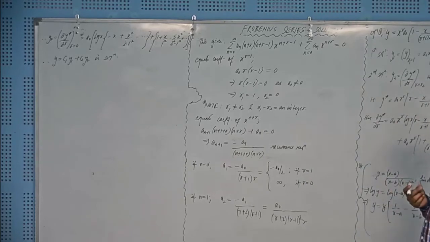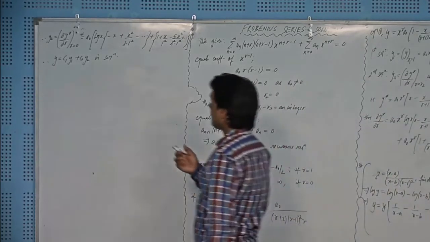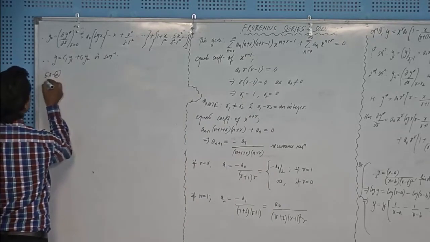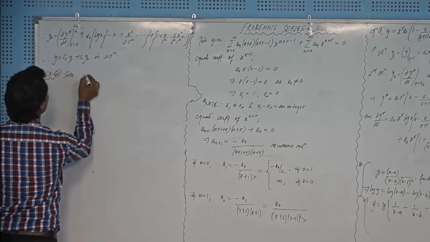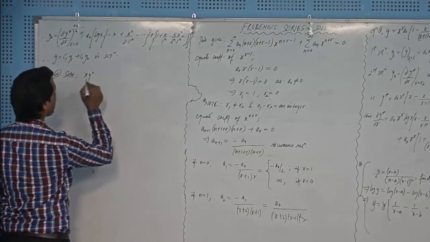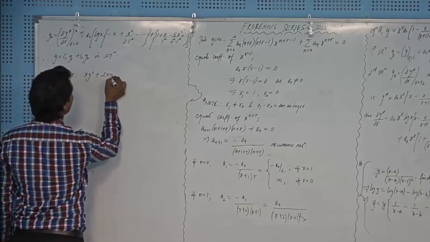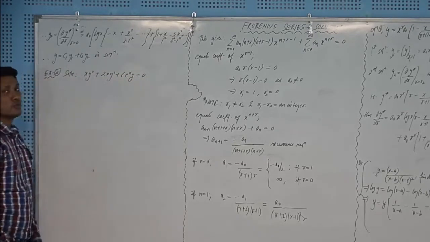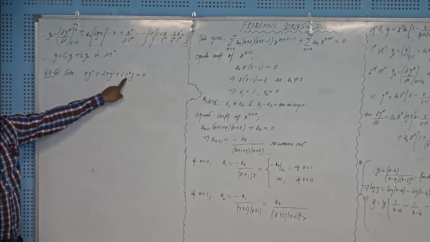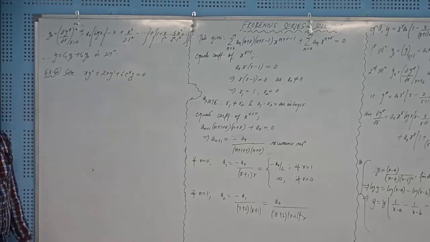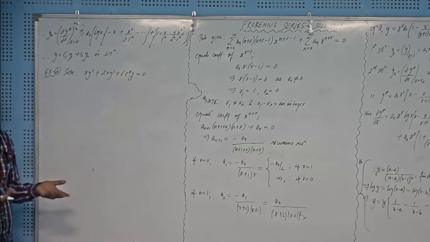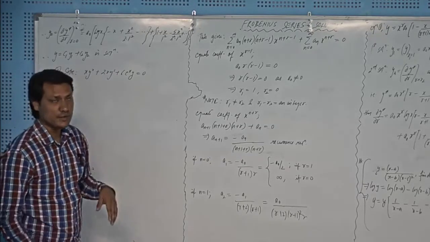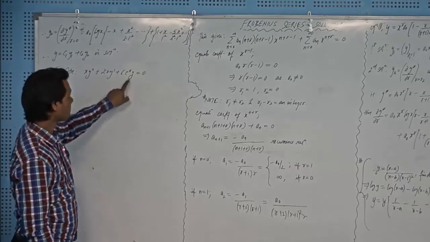I will take one more example for this, and this time I will change the coefficient. Example number 2: solve x y double dash plus 2x y dash plus 6 times e to the power x y equal to 0. This time you can see that we have this special kind of function present here, 6 e to the power x, an exponential function, for which you have to use a series of the exponential function, because comparing powers of x will be difficult this time due to the presence of this function.